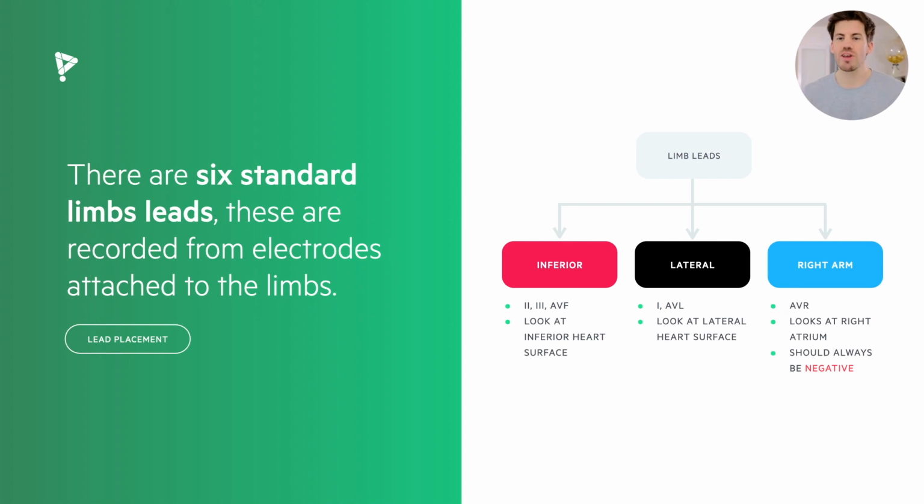And then we have the right arm, which gives us AVR, which looks at the right atrium, and this should always be negative. When I'm saying negative, I mean a negative deflection. I mean predominantly the waveforms are going downwards below the isoelectric line.